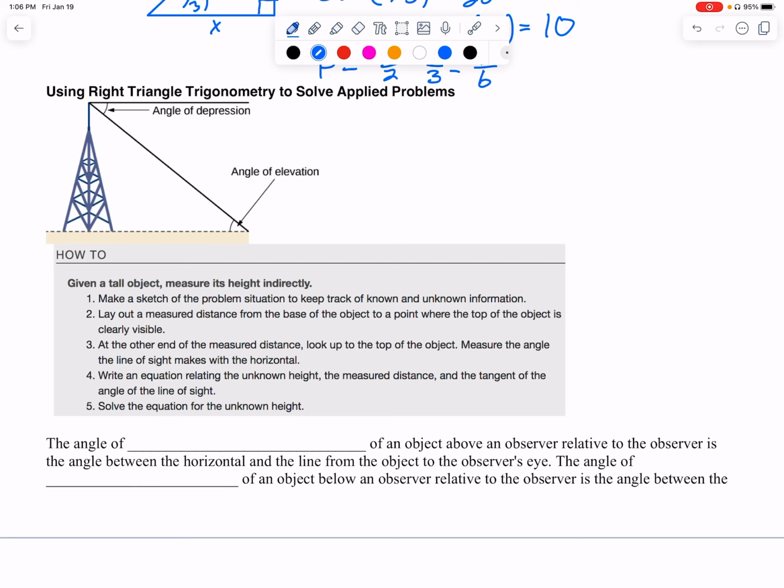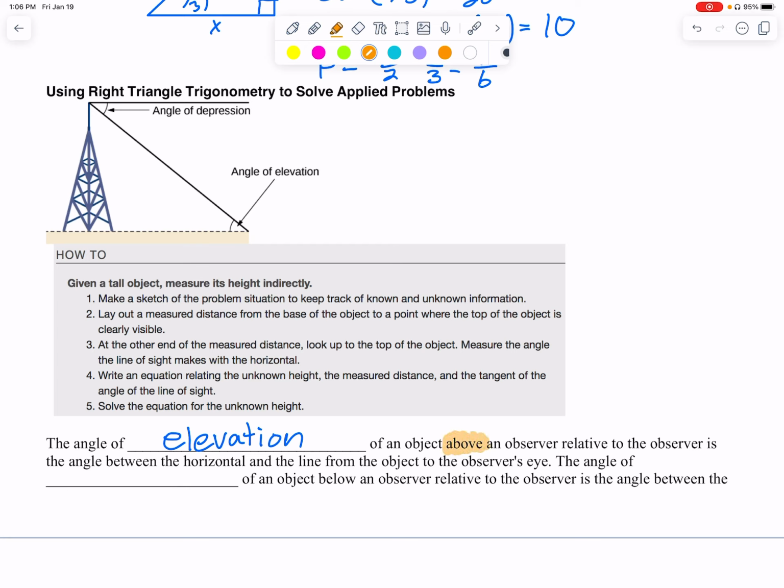Okay, we have a couple definitions here. There's a how-to box. I'm going to leave that there because if I read it to you, it's not going to mean anything. The angle of elevation, right? We've got to be careful with these definitions. The angle of elevation of an object above, that's the key word here.